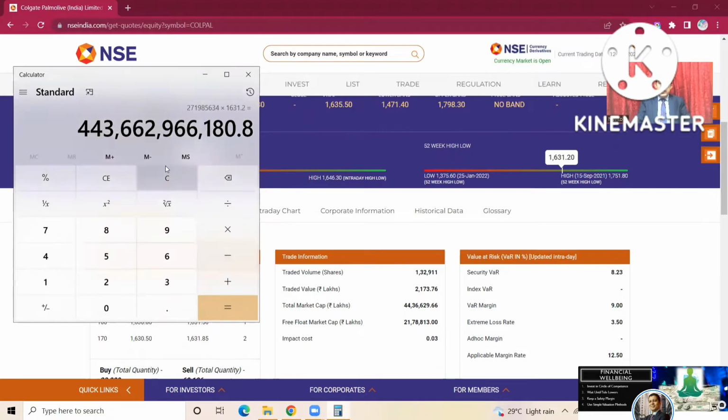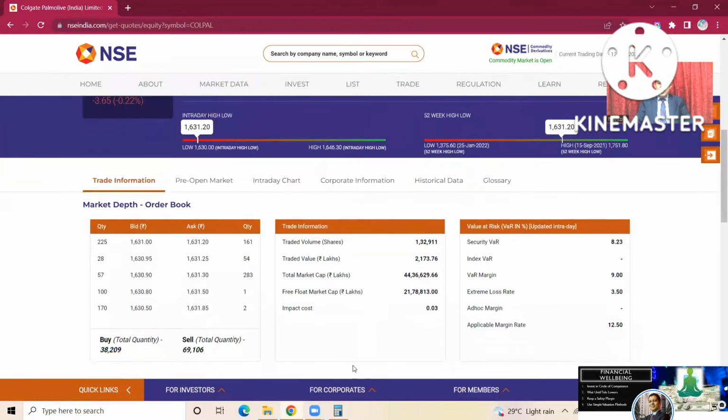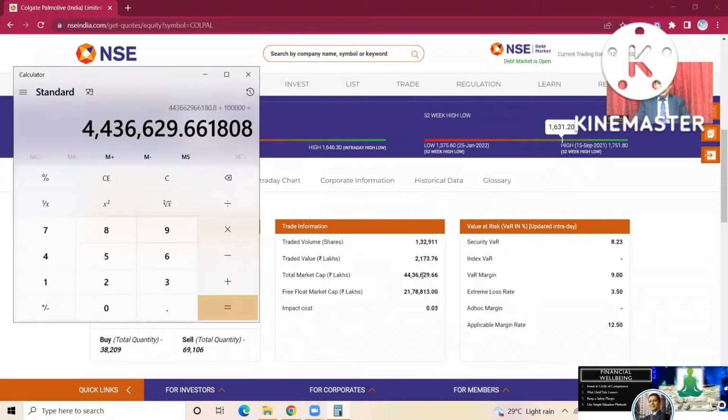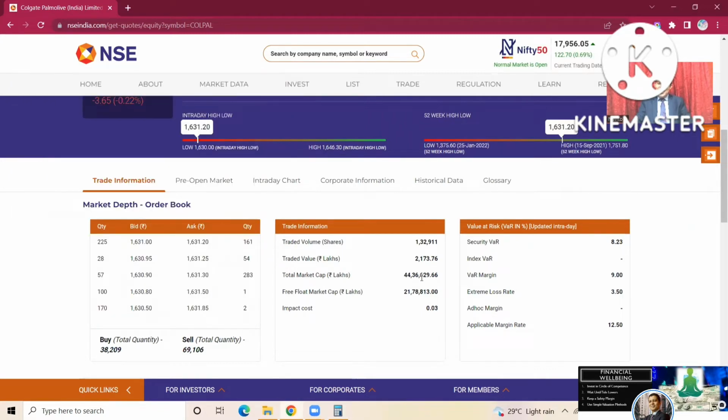To convert it into lakhs, we need to divide it by 1 lakh. This is 10,000, this is a lakh. So this is the value which we get. If we compare this value with this one, it's almost the same value. So indeed, NSE India is calculating it right; we just needed to confirm. So this is the total value of Colgate-Palmolive if we had to buy it today.